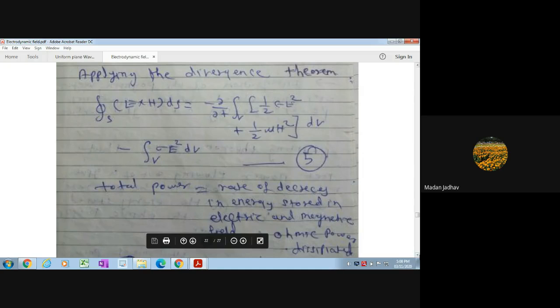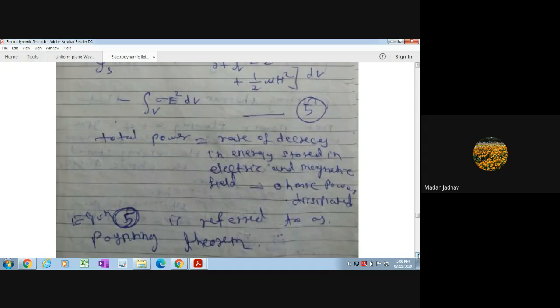Whenever the medium is conducting, some loss will be there. That loss is called the ohmic loss. The total ohmic loss we can determine by taking the volume integral of sigma into E square. If you know the electric field intensity and sigma, you can find the ohmic losses. The ohmic loss is not present in free space because free space is not a conducting medium. Okay, therefore this is one of the equations, that is the Poynting theorem.